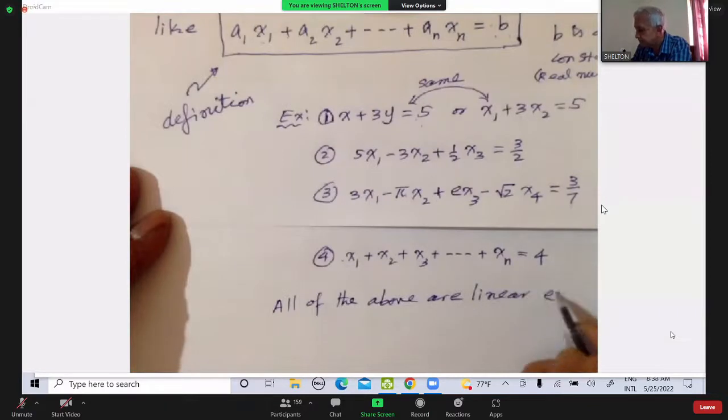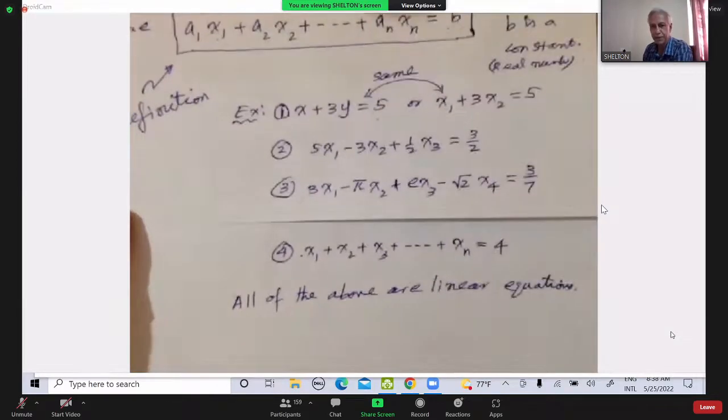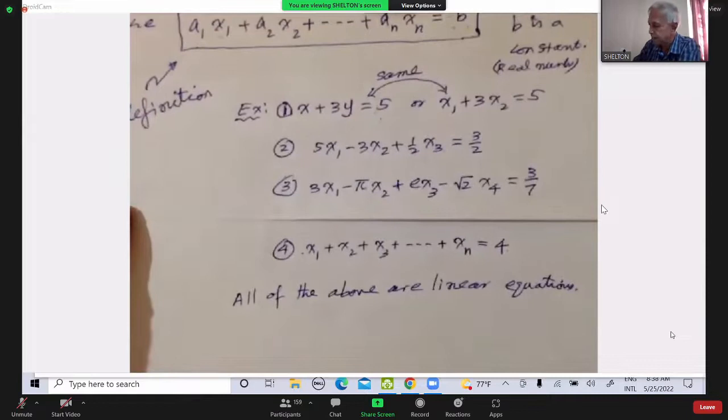Linear equations. So something you knew for 2 variables, we have now extended that to n variables. All of those 4 are examples of linear equations. Now we go to a different type to understand linear equations better.